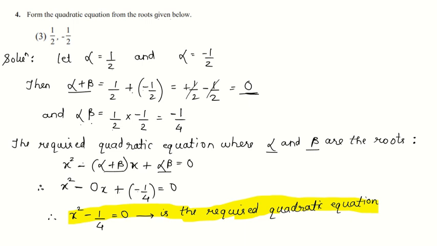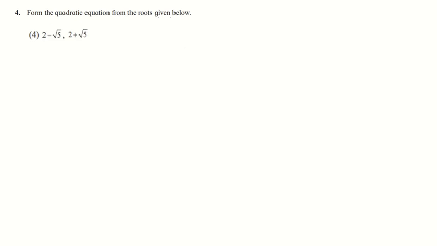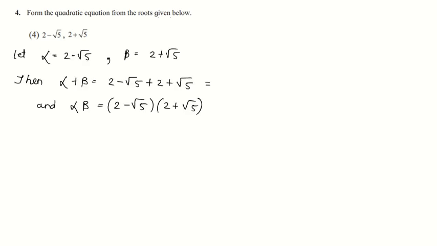Then we will move on to the next question where the roots are given and we need to form the quadratic equation. As the roots are already given, let alpha be 2 minus root 5 and beta be equal to 2 plus root 5. How will we write alpha plus beta? Alpha is 2 minus root 5 plus beta is 2 plus root 5. If you see here, it is minus root 5 and it is plus root 5. So these two will get cancelled and 2 plus 2 will give us 4. So the value of alpha plus beta is 4.